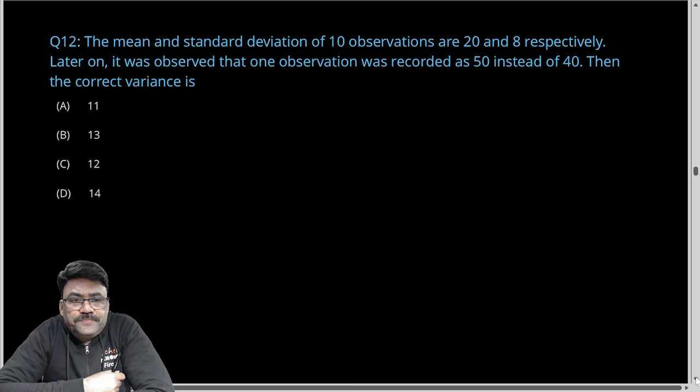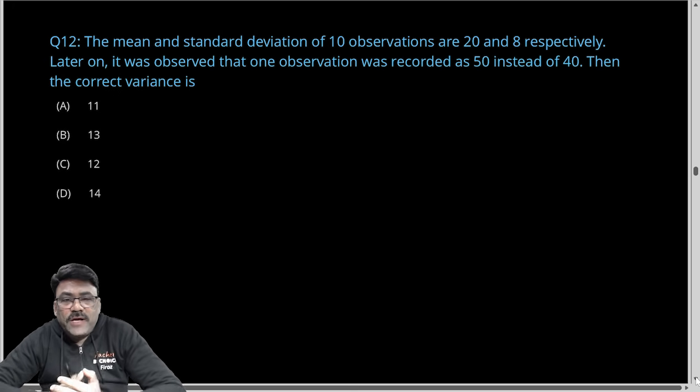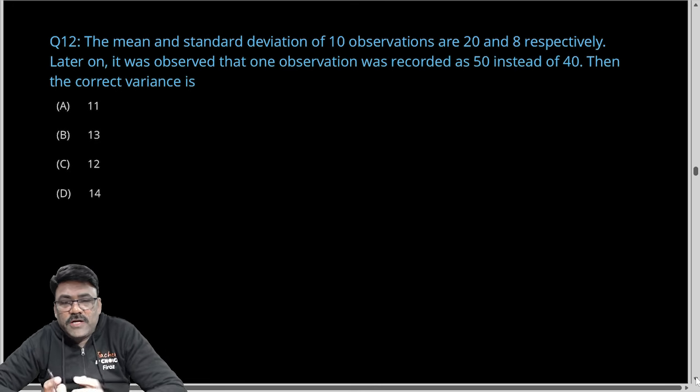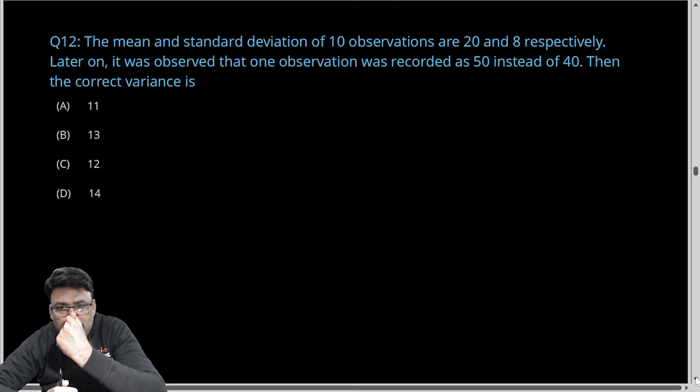Okay, see this question. This is from statistics. Mean and standard deviation of 10 observations are given, 20 and 8. And later on it was observed that one observation which was recorded as 50 was actually 40. So what will be the correct variance?